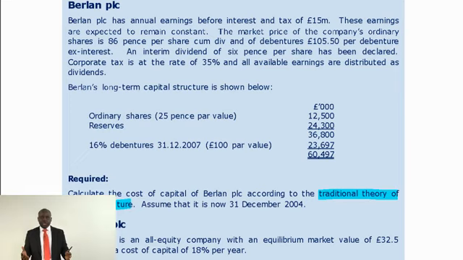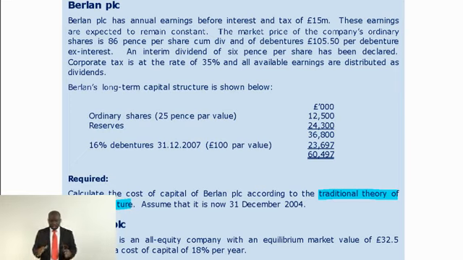So if I have to calculate WACC, I need cost of equity. I need market value of what? Equity. I need cost of debt. I need market value of debt. How do I calculate the cost of equity? I'm going to use the dividend valuation in this case. To calculate using the dividend valuation, you ask yourself, is dividend constant or dividend growing?